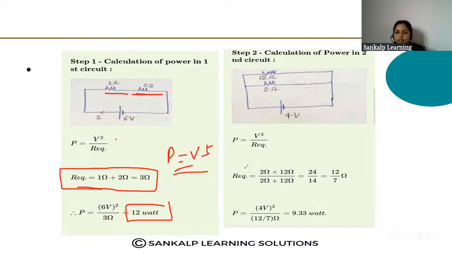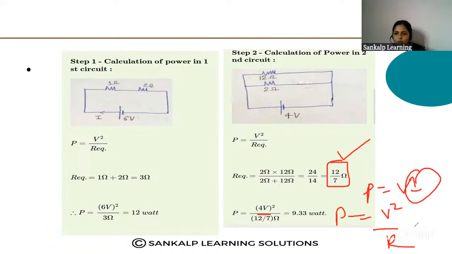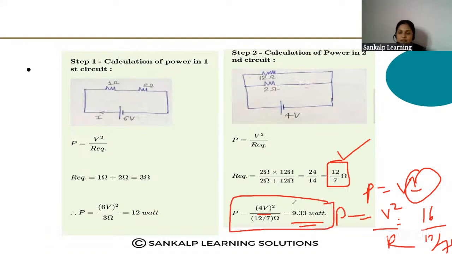Then for the calculation, total resistance will be 12 by 7. Already we know this. And here they are not applying P is equal to V into I. They are not calculating the I. They are directly applying the P is equal to V square by R formula. That is also power. V square, that is 16 divided by 12 by 7, that is 9.33 watt. That is also the same. In two methods we got the same answer.